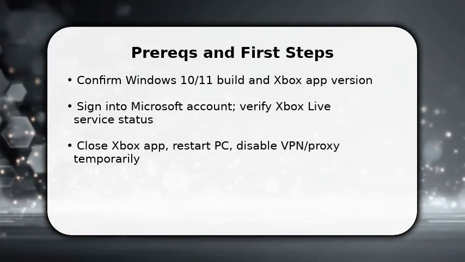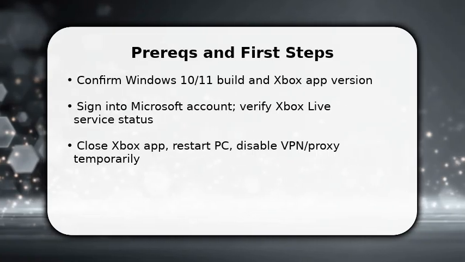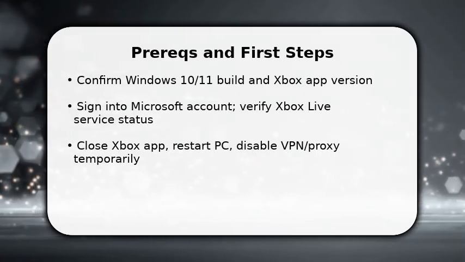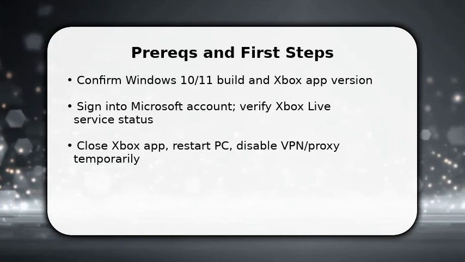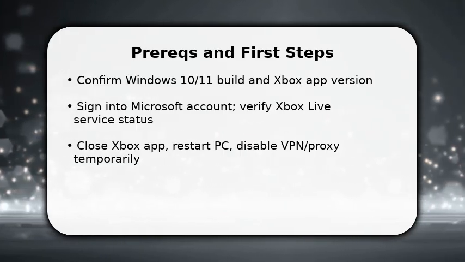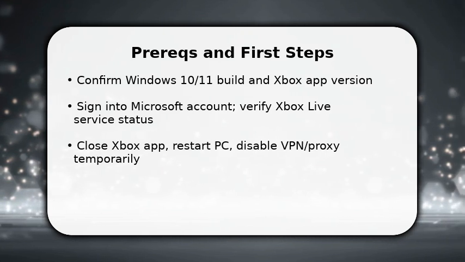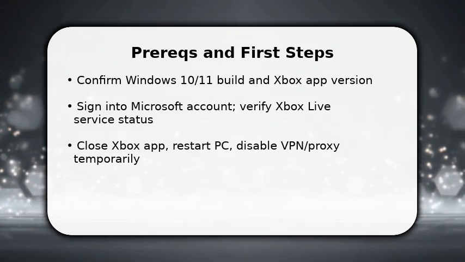Next, close the Xbox app completely and reboot the PC to clear transient locks. Make sure VPNs or proxies are off since they block update servers. Then open Microsoft Store and check for updates manually so you can observe any error codes or stalled downloads.